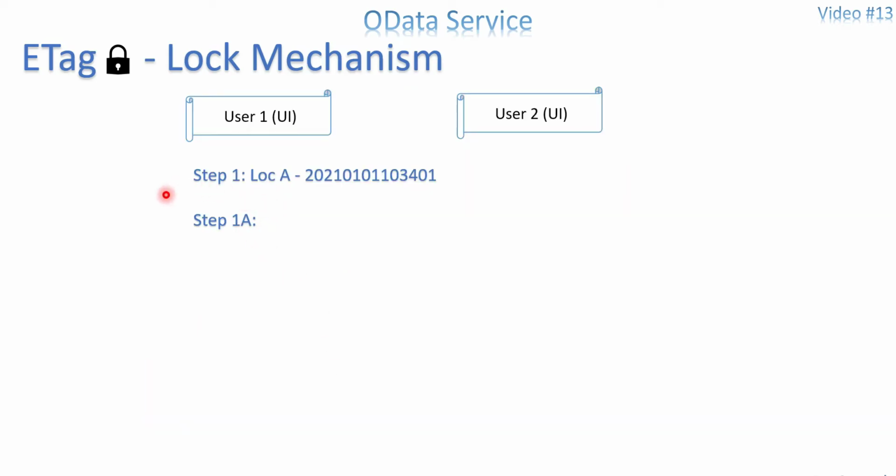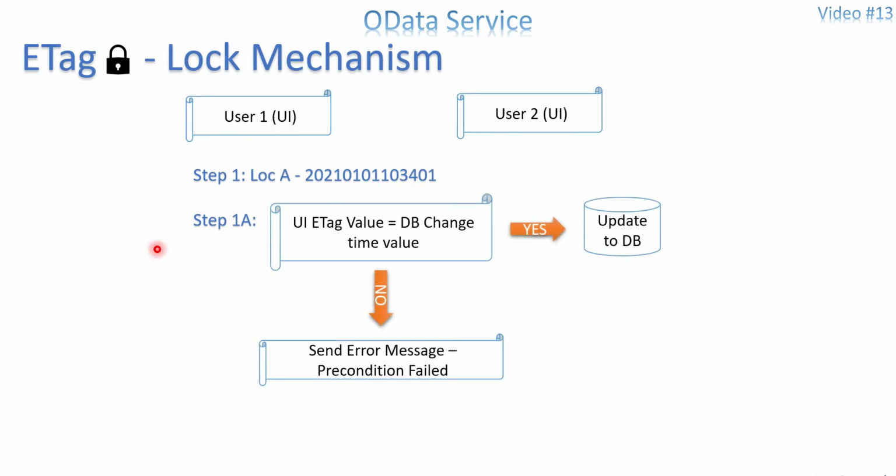I'm going to introduce one more step on A, just for reference. User 1 is going to read the data, location A 3401, and I'm going to introduce a concept called ETag over here. ETag is nothing but a particular timestamp or particular field value that I use for my reference. Here the ETag value is change time. So I'm going to use the UI ETag value.